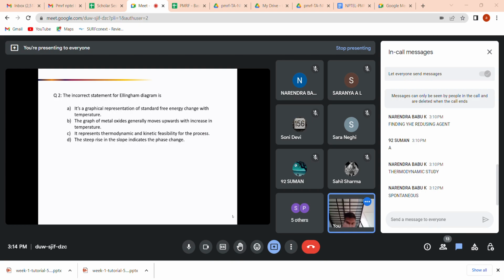So the first option is it's a graphical representation of standard free energy change with temperature. Obviously, that's true. I think you guys know. And the second is the graph of metal oxides generally move upwards with increasing temperature. Yeah, definitely. That's what I have shown you. And then it represents thermodynamic and kinetic feasibility for the process. And the fourth one is a steep rise in the slope indicates the phase change.